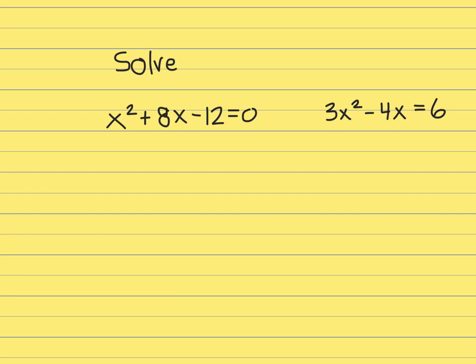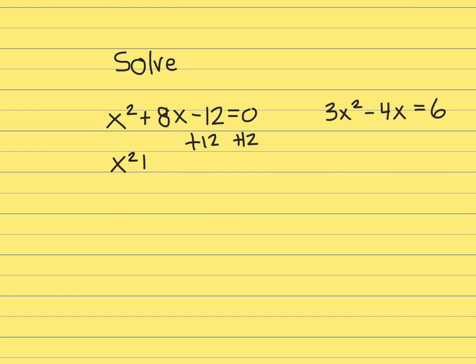I'm going to solve each of these by completing the square. Completing the square is just another technique to solve a quadratic. What I want to do when I complete the square is have the x² or a and b terms on the same side and c on the other. So I'm going to add the 12 to the other side, so I get a and b terms on one side, c on the other.